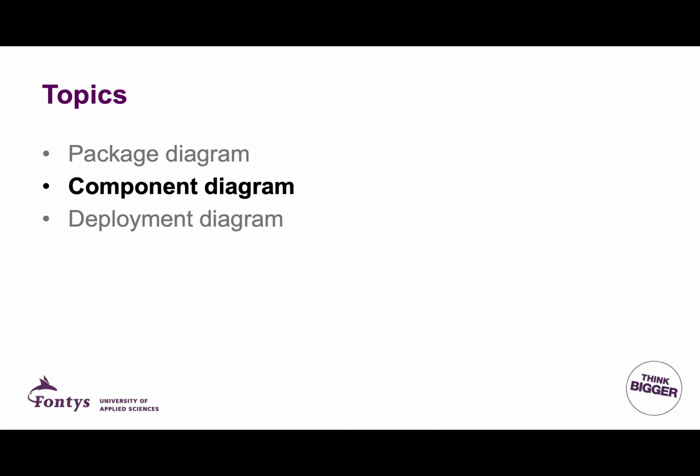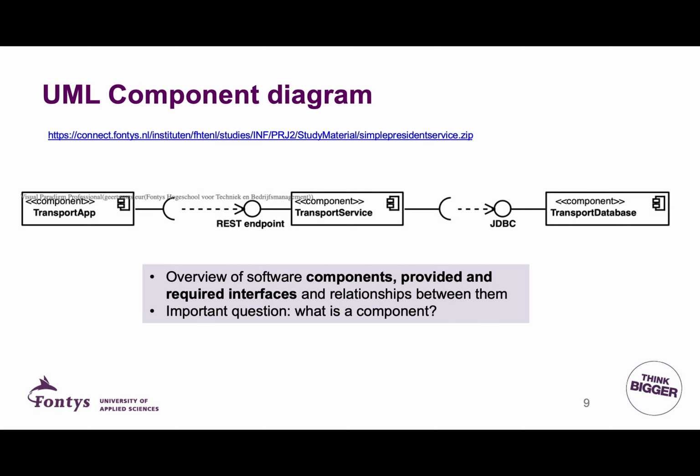So the component diagram, here you can see an example. You have a transport app with a REST endpoint using another component through this REST endpoint interface. You have the transport service in the middle using a JDBC interface of the transport database, which is a third component.